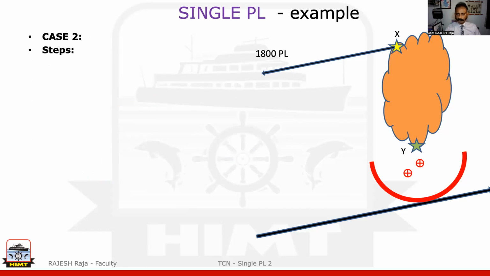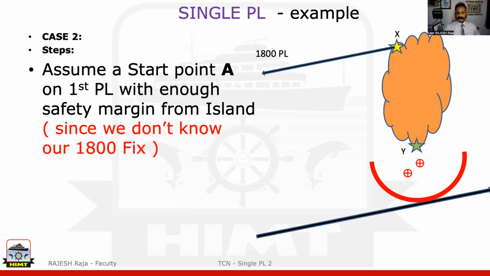Case 1, if you remember, please go and have a look at case 1. The initial course, 200 degrees, was given to you with engine speed. But this question is slightly different. I'm not giving you the initial course itself. So let me start from point A, as I did in the previous case. Assume point A on the first PL, anywhere.